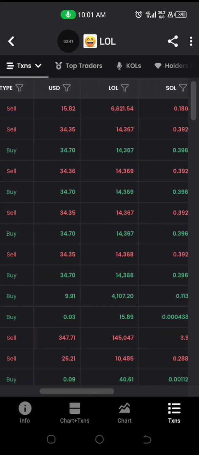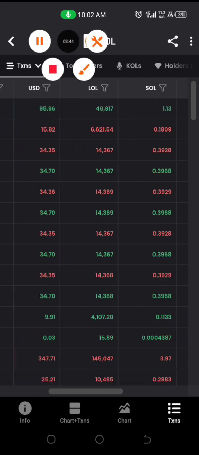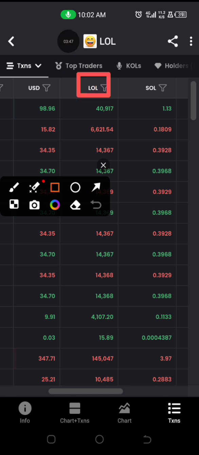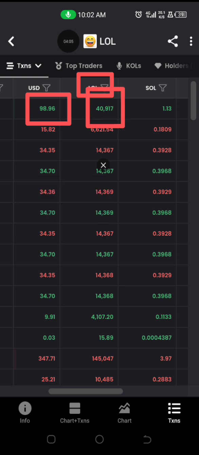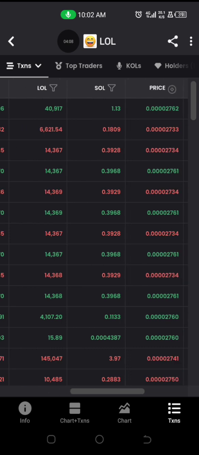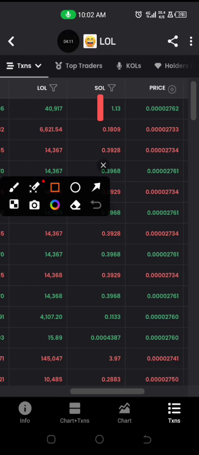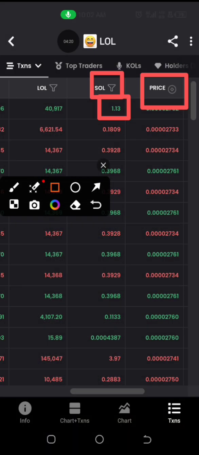Then when you scroll again, this is the name of the token. That is why you are seeing this here. If it is another token, the name will appear there. And you are going to see the unit. For instance, somebody that used $98.96 to buy, this is the amount the person got. He got 40,917, so that you understand. And in Solana, how much is that in Solana? That is what you are seeing. As you can see Solana here, you can do a little filter there. And the current price of this token called low. So that is the price.